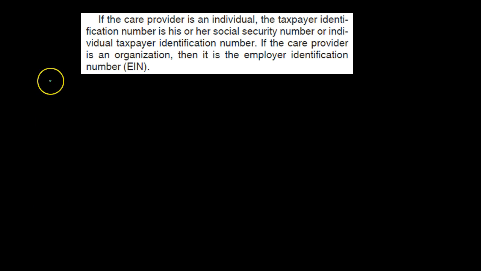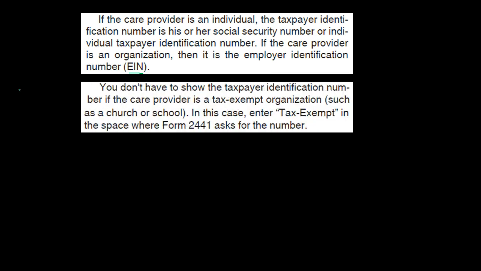Back to the text. If the care provider is an individual, the taxpayer identification number is his or her social security number or individual taxpayer identification number. So typically, we'll see a social security number type format. Even if they are an individual, they may have an identification number, an EIN number. If the care provider is an organization, then it is the employer identification number, EIN number. So most of the time, it'll typically be an EIN number type of format, an employer identification number.